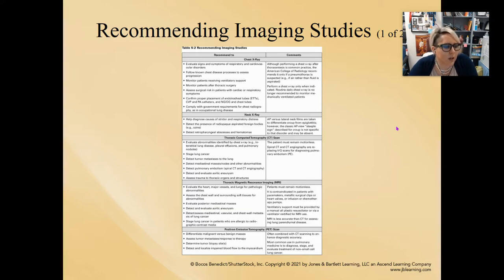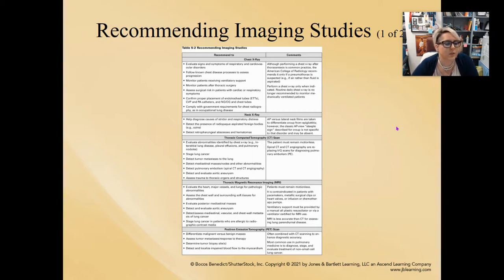Next, neck x-ray helps diagnose causes of stridor and respiratory distress. So detect the presence of radiopaque aspirated foreign bodies. So did the kiddo get a coin or toy? Detect retropharyngeal abscesses and hematomas. Hematomas mean blood. So AP versus lateral neck films are taken to differentiate croup from epiglottitis. However, the classic AP view, which is the steeple sign, described for croup, is not specific to that disorder and may be absent. So you need to know the difference between those two.